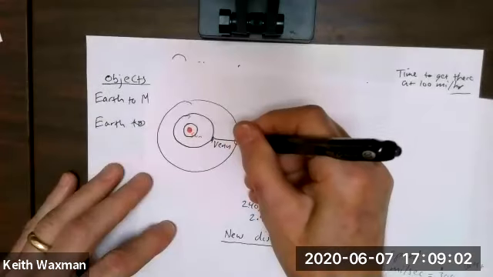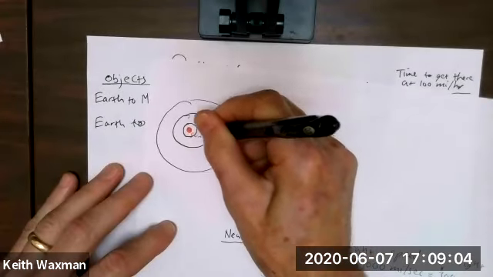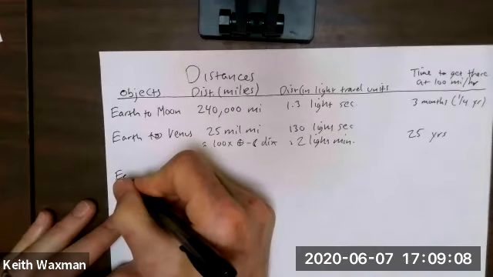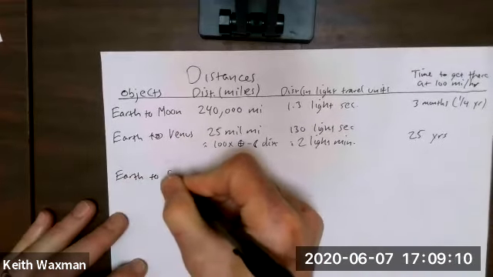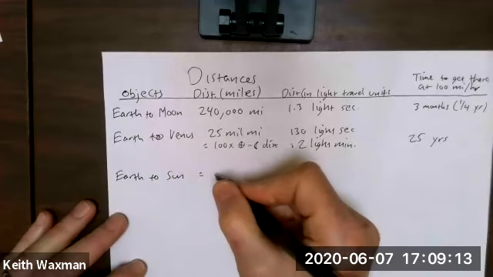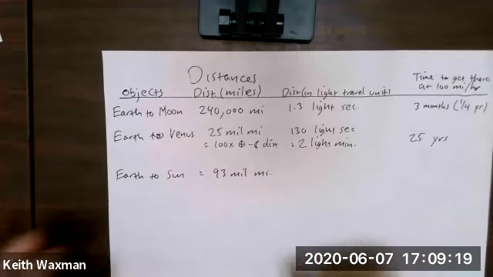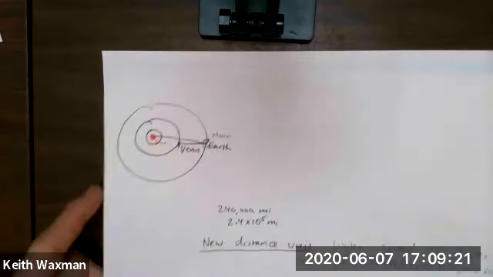Look at this. Earth to the sun. Now here is finally a number I'd like you to know. 93 million miles. We'll talk about that. Well, you might say, wait, Earth to sun? How is that better than Venus?